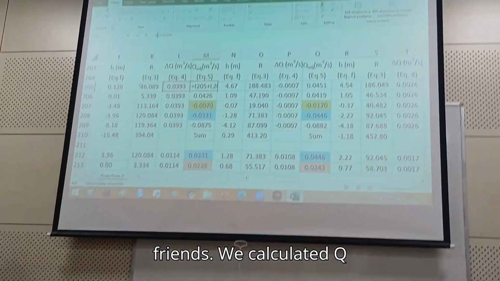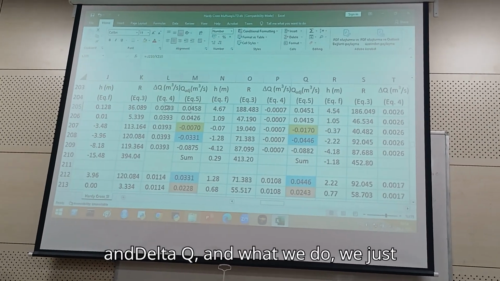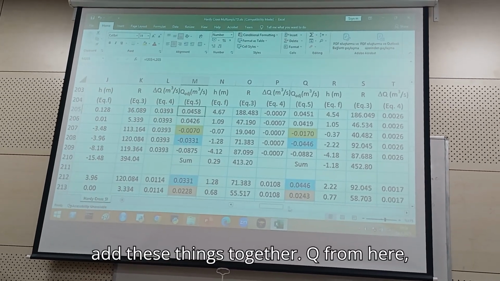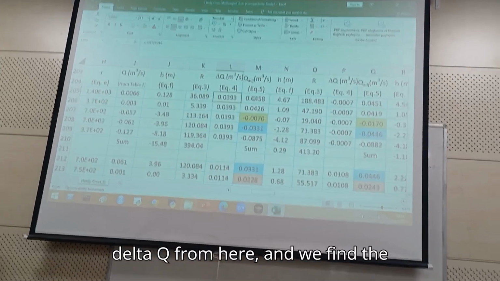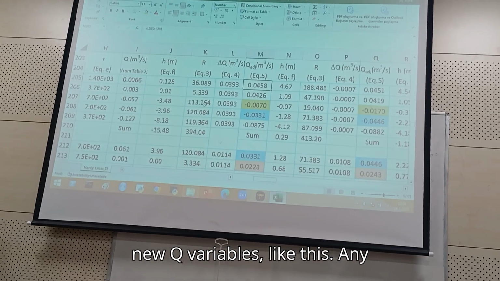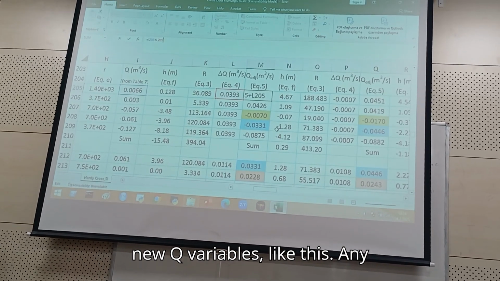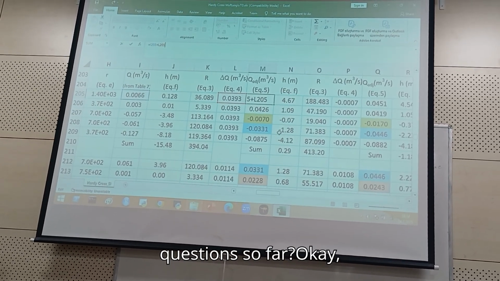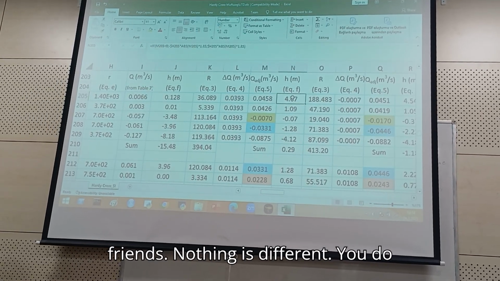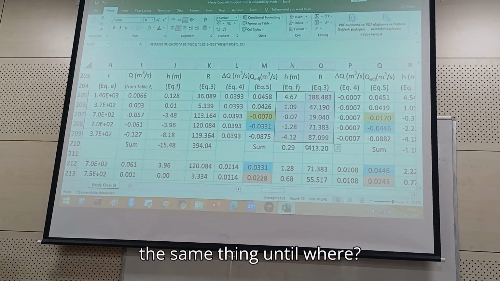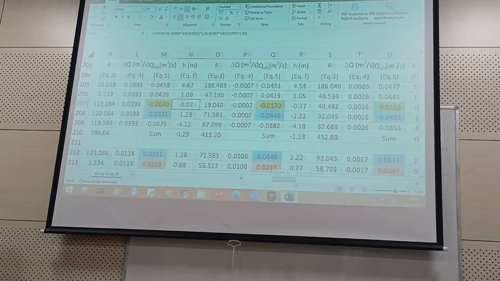We calculated Q and delta Q, and what we do, we just add these things together. Q from here, delta Q from here, and we find the new Q value, like this. Any questions so far? Okay, so after that you do the same things, friends. Nothing is different. You do the same things until where?